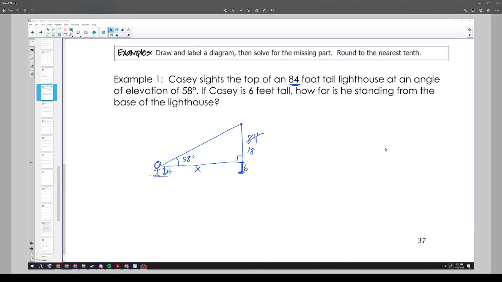78 is our opposite side, and x is our adjacent side. So we're doing opposite over adjacent. That's our tangent function. So we're going to say tangent of 58 degrees is equal to 78 over x. Since x is on the bottom here, we need to multiply it up to the top, and then we're going to have x times the tangent of 58 degrees equals 78. But then we want x by itself, so we need to divide both sides by tan 58 and get 78 over tan 58 degrees.